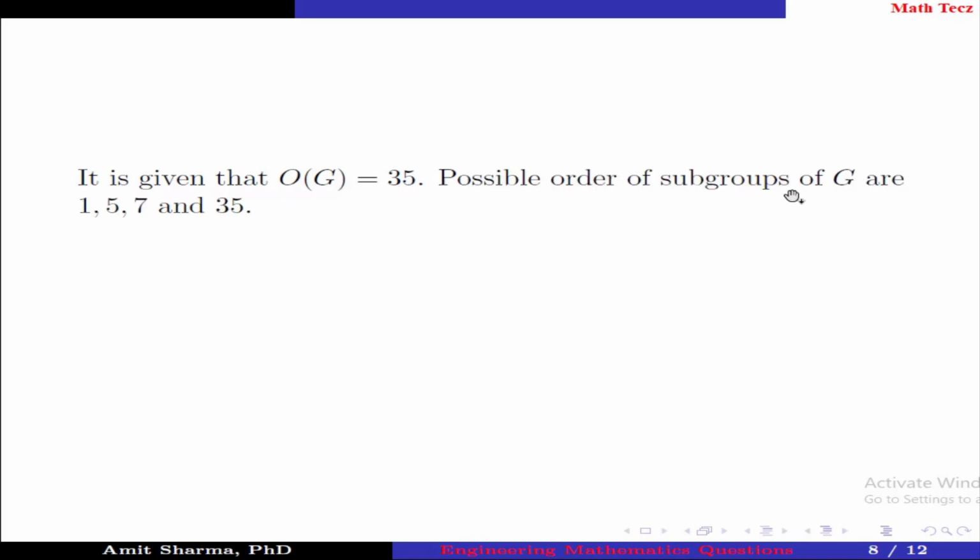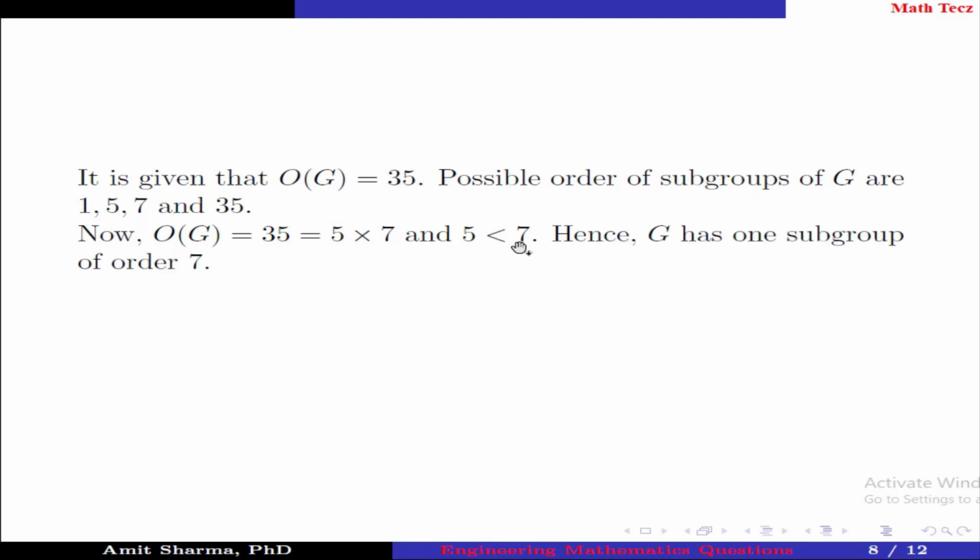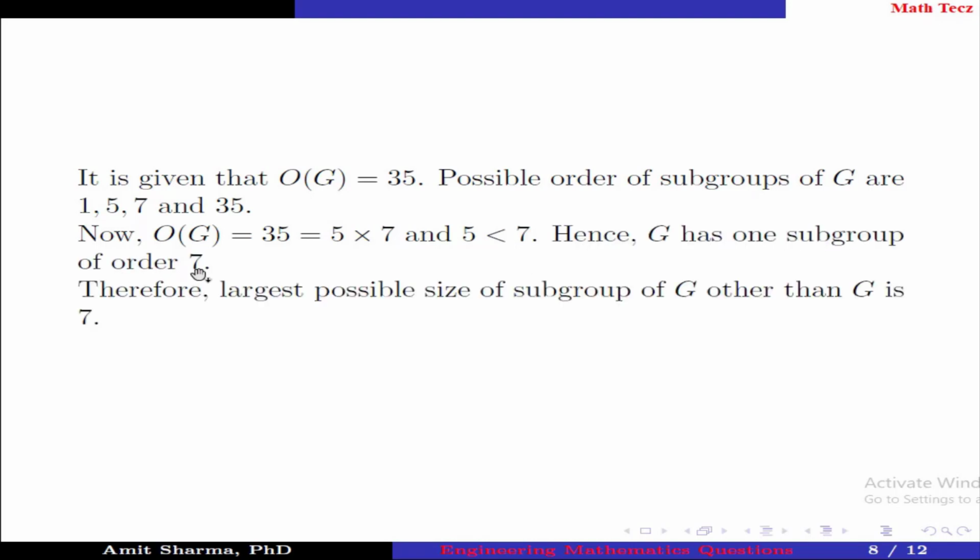Possible orders of subgroups of G are 1, 5, 7 and 35. Now order of G is 35, which can be written as 5 times 7, and 5 is less than 7. Hence G has one subgroup of order 7. Therefore, the largest possible size of a subgroup of G other than G is 7.